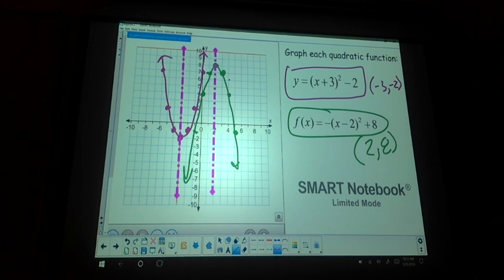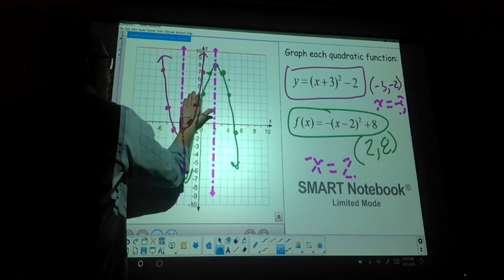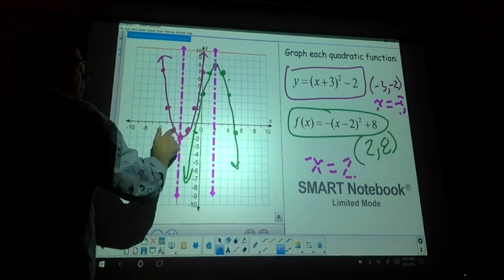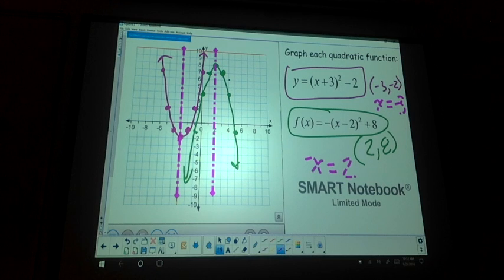What do you think that pink line is? Axis of symmetry. So the axis of symmetry on this one is x equals -3, and on this one is x equals 2. Again, the axis of symmetry is an imaginary line, but if I were to take my graph and fold it over, notice this point maps here, and that maps there, and this maps here. The vertex doesn't map onto itself because it's on the axis of symmetry. The axis of symmetry is not always needed on a graph. It's just sometimes a nice thing to have.